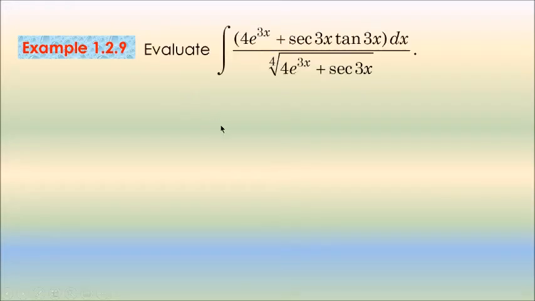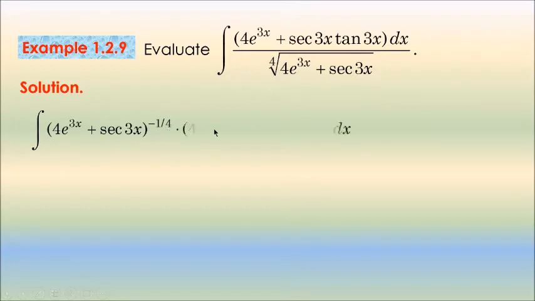Example 1.2.9. Evaluate the integral of (4e to the 3x plus secant 3x tangent 3x) dx all over the 4th root of (4e to the 3x plus secant 3x). Let us express this integral in the form of the integral of u to the n du. So we have (4e to the 3x plus secant 3x) to the -1/4 times (4e to the 3x plus secant 3x tangent 3x) dx.